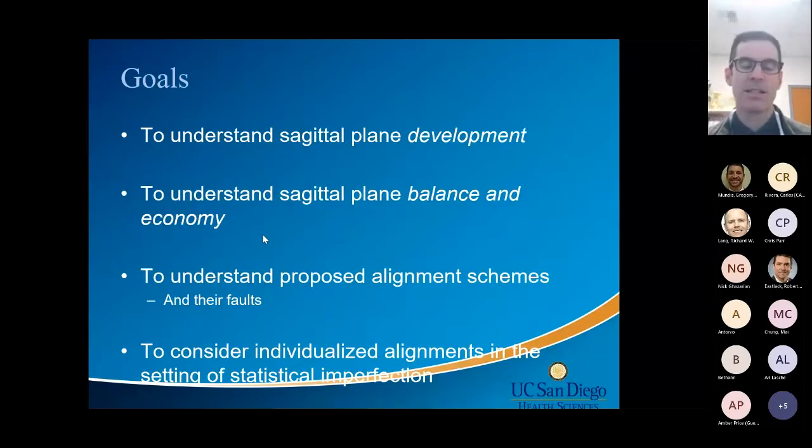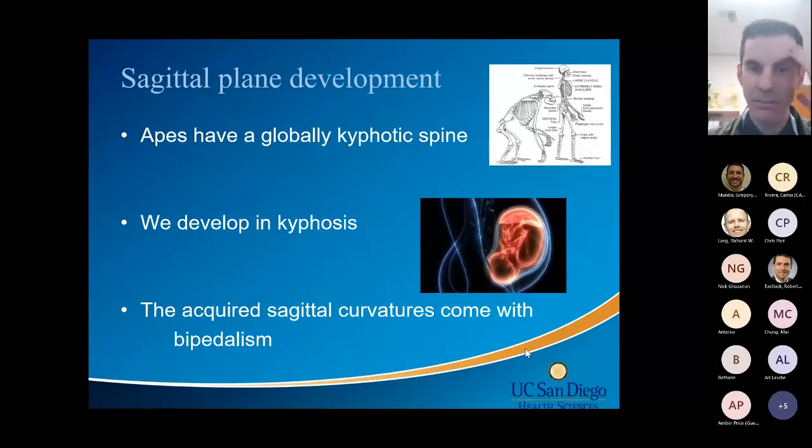For the fellows, we only have a half hour for this talk. The objectives are to quickly describe sagittal plane development, understand sagittal plane balance and economy, understand that there's a difference between balanced and malaligned, understand some of the proposed alignment schemes and their faults, and then consider individualized alignments in the setting of statistical imperfection. So, apes have a globally kyphotic spine, right?